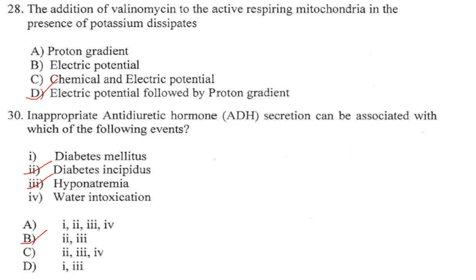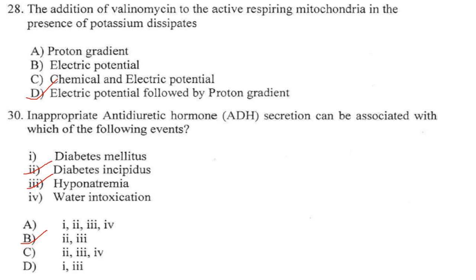Then next one: inappropriate antidiuretic hormone secretion can be associated with which of the following events? Diabetes insipidus, hyponatremia, water intoxication. Diabetes insipidus is caused due to lack of ADH or the kidney's inability to respond to ADH. It causes diabetes insipidus.